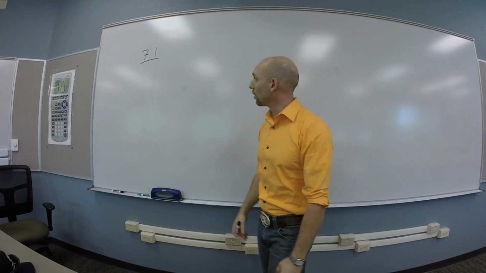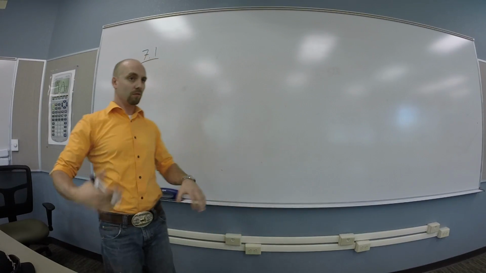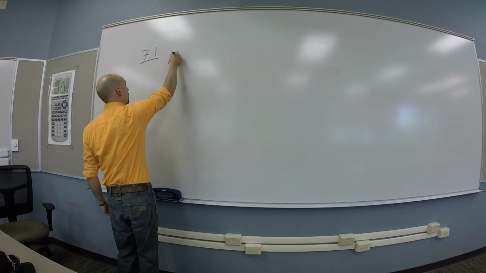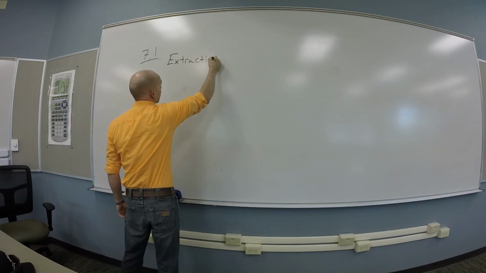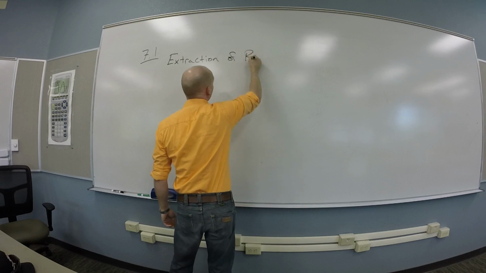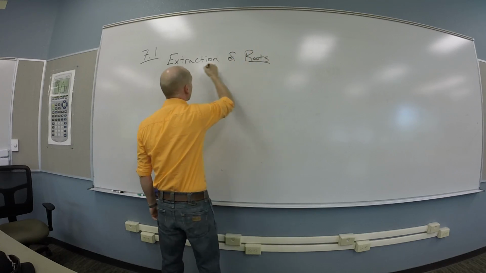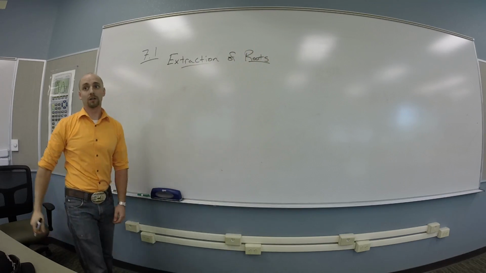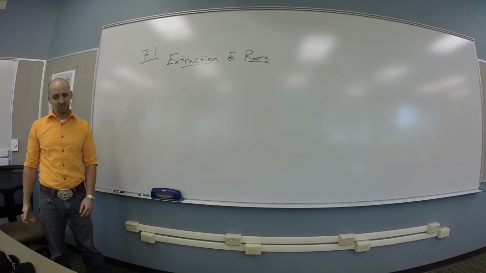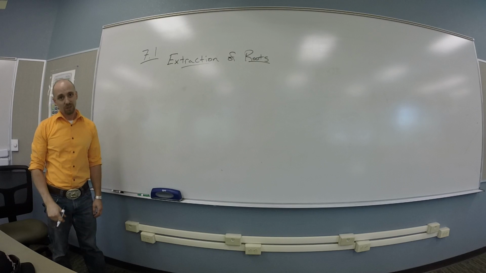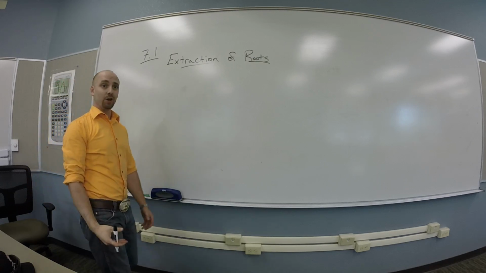All right, so we want to learn 7.1, which is, roughly speaking, this thing called extraction of roots. Extraction of roots is maybe best done by example, and we've actually done some of these. So I promise there's not a lot new here.